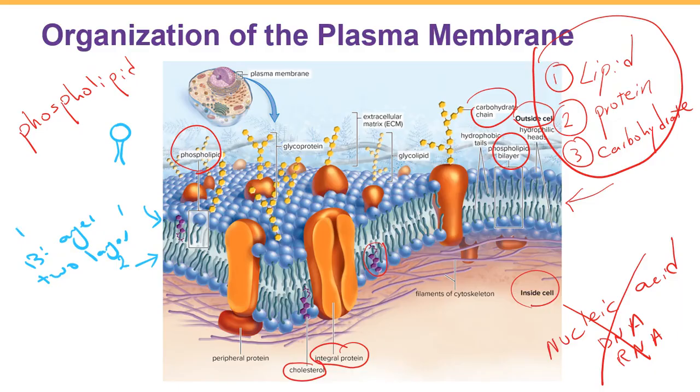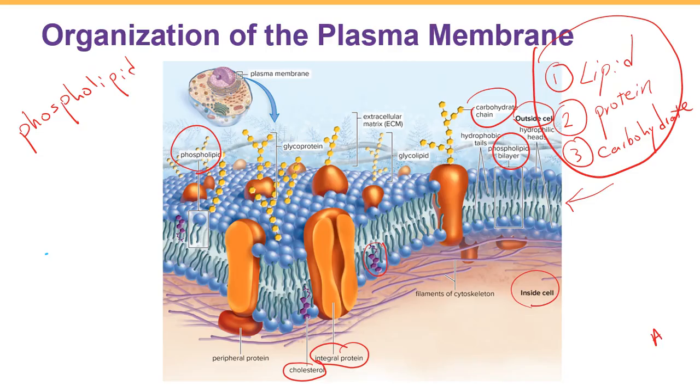Okay, so let me just clean up a little bit, and now we're going to talk about another lipid molecule, which is cholesterol. As you can see here, cholesterol, in a purple color here, would be found between the phospholipid molecules. It's important to support and give stability to the membrane, and also helps the membrane to be flexible but also very strong. Now let's talk about protein a little bit.